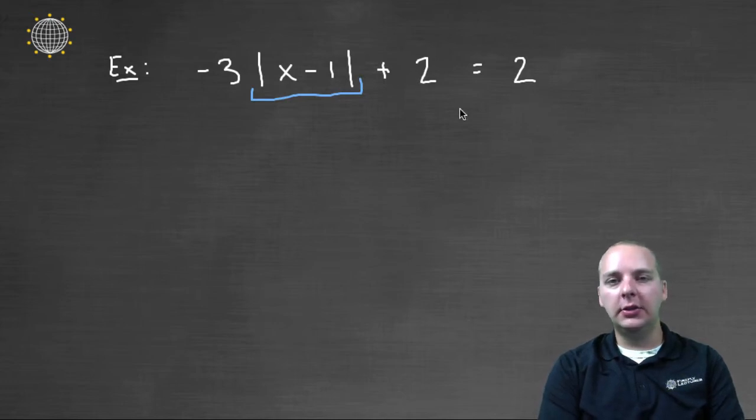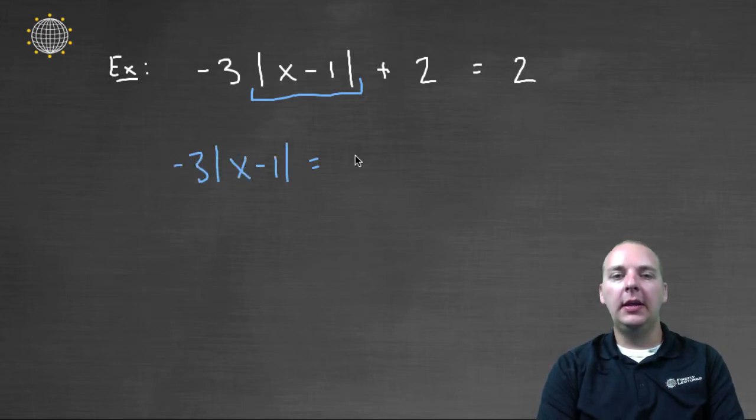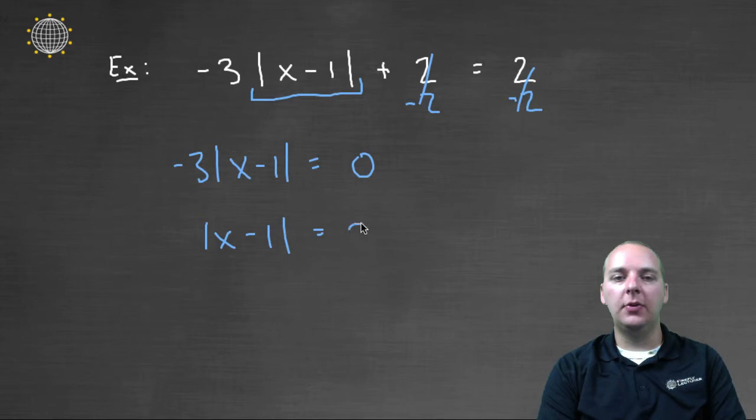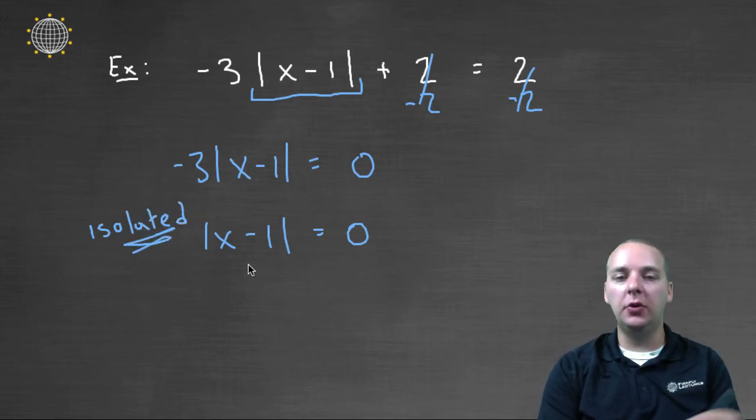So step 1, I'll subtract 2 from the right-hand side. We'll get negative 3 times the absolute value of x minus 1 equals 2 minus 2. We'll subtract 2 from both sides, so we get 0. And then the next step, we'll divide by negative 3. And so we'll get the absolute value of x minus 1 equals 0 divided by negative 3, which is 0. And so now I have the absolute value expression isolated. Okay, so you have to have this isolated before you do anything else.